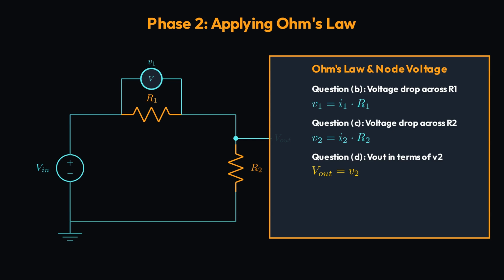Finally, for question D, the output voltage Vout is measured at the node between R1 and R2 relative to ground. Since ground is at 0 volts, Vout is defined exactly as the voltage drop across R2, meaning Vout equals V2.